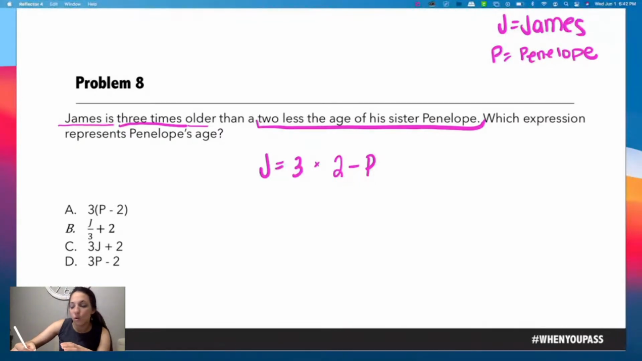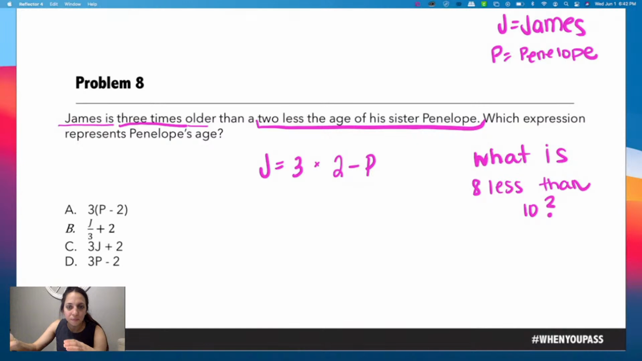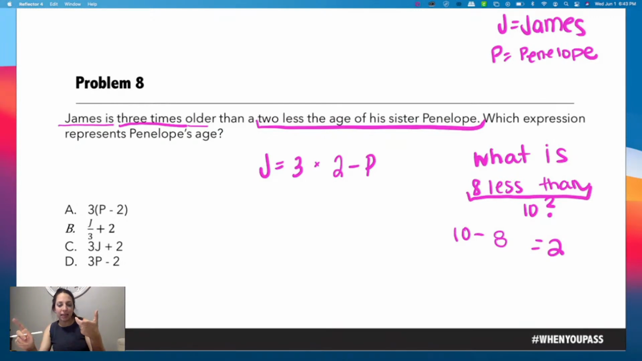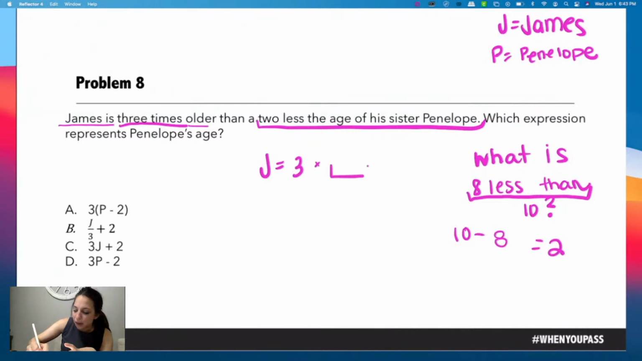If I said, what is 8 less than 10? What would you tell me? You would tell me 2. 8 less than 10 is 2. Well, how did you get that? You did 10 minus 8. So 8 less than actually means something minus 8. 2 less than means something minus 2.